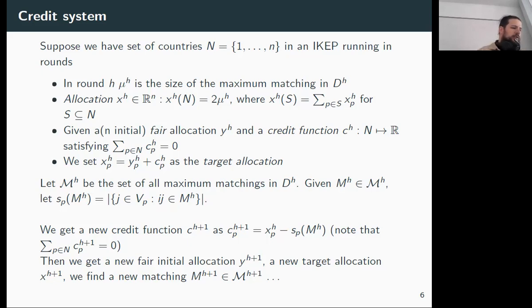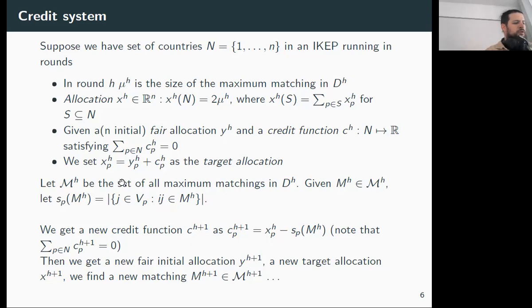And let's suppose that we are given an initial fair allocation Y. We're trying to find a matching that provides the shares of the countries as given by the fair allocation. And we're going to have a credit function as well in order to make up for our deviations through the rounds from this initial allocation. So once we're given an initial allocation Y, and we have some credit values, some past deviations from the previous rounds, deviations from this fair allocation, that is going to be our target allocation.